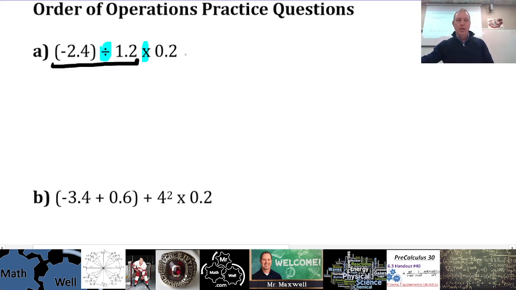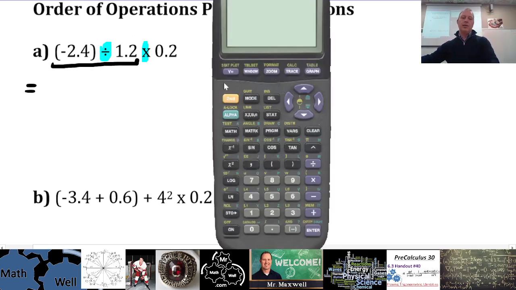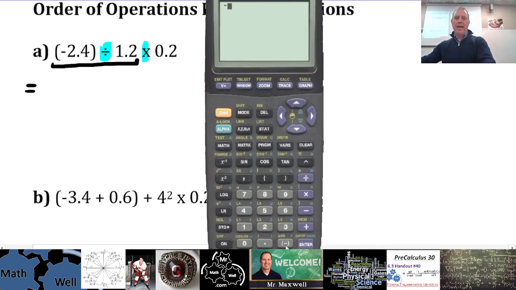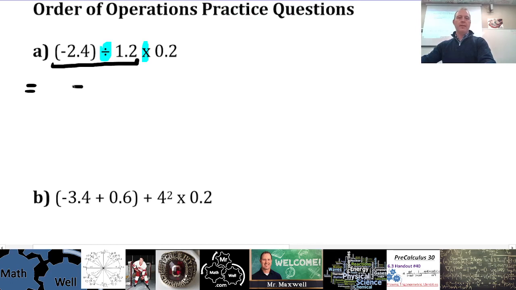All right? So this expression is going to equal, and I'm going to use my calculator, and you can use your calculator, that's no problem. So we're going to turn our calculator on. And I'm going to go negative. Make sure you use your negative button, not the minus button, but the negative button for the first number. 2.4 divided by 1.2. And I'm going to get negative 2. Awesome. So I write negative 2 as a result of this first step.